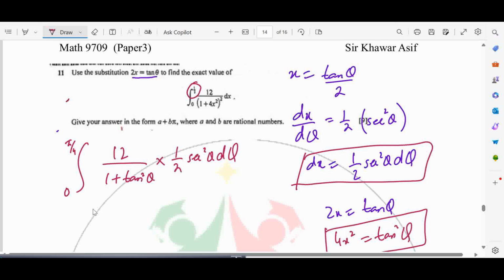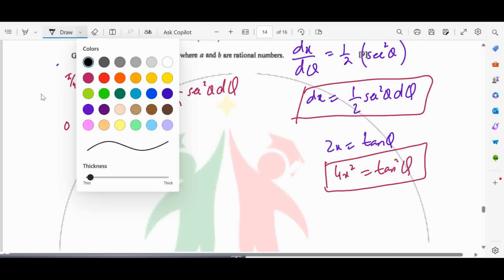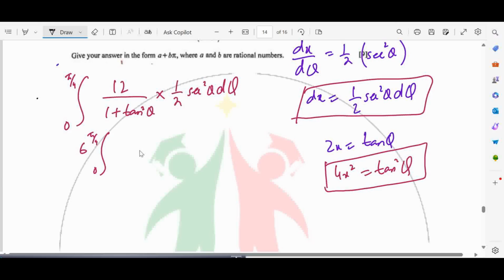Now if we simplify it, we can write it as 6 integral from 0 to pi by 4, and now this will be secant square theta d theta divided by 1 plus tan square theta. Now we can use the substitution also, or we know that secant square theta is equal to 1 plus tan square theta.